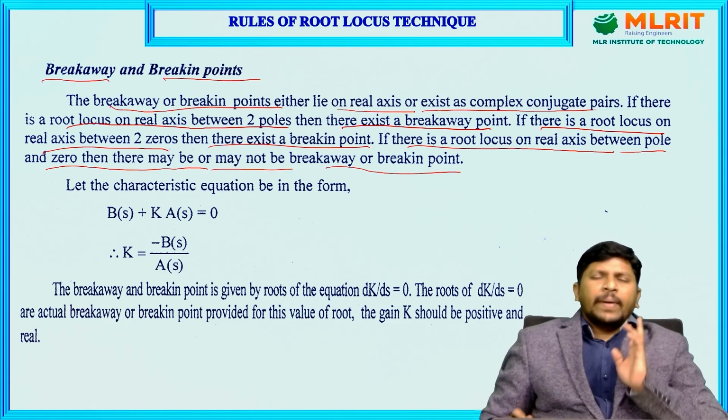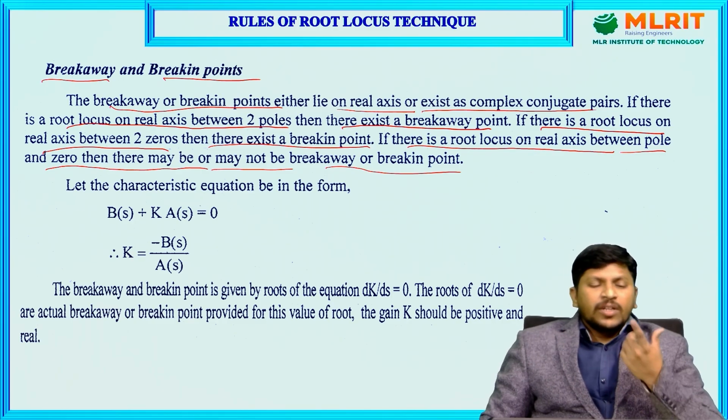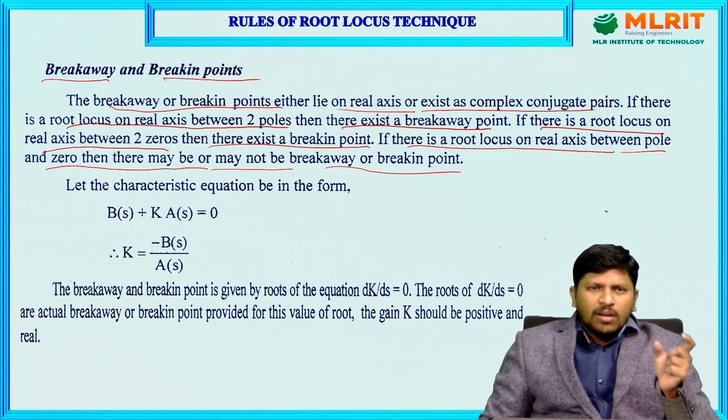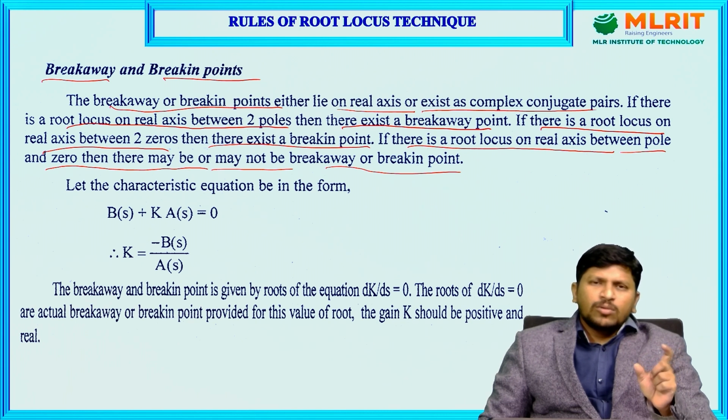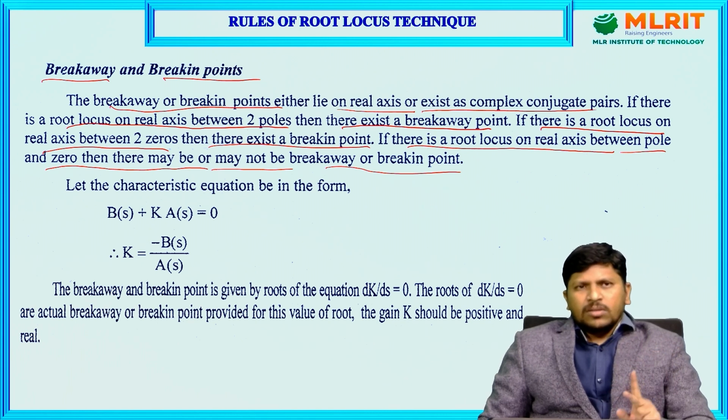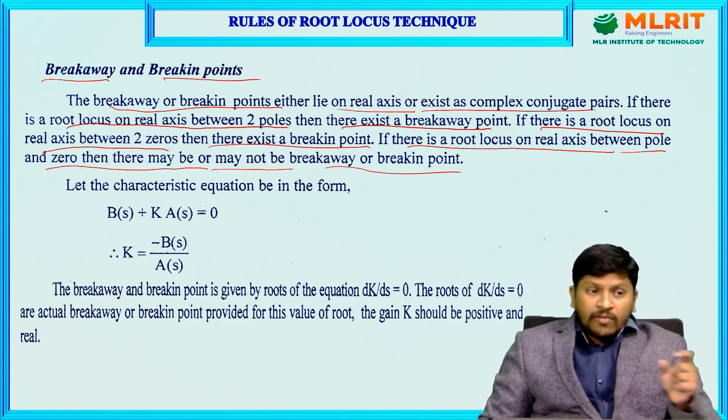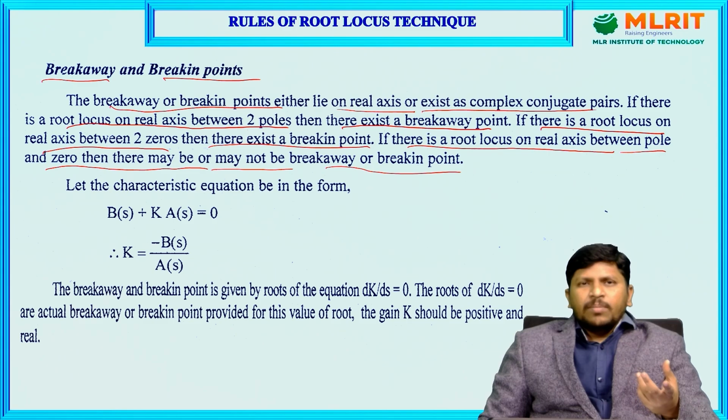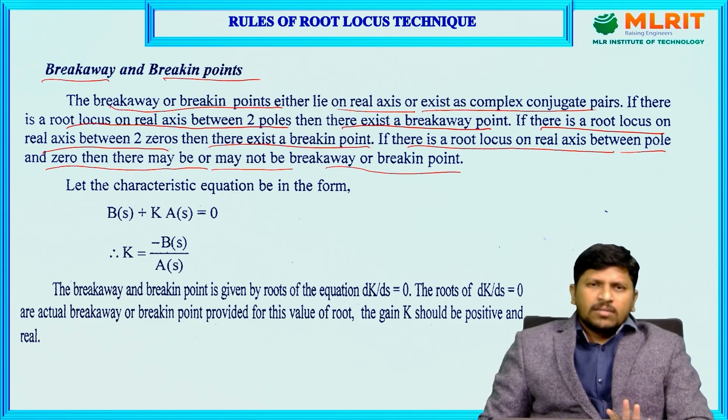So here, mainly a breakaway point occurs when two adjacent poles are available. Two adjacent poles means that in between the two poles we have one root locus, so there is a breakaway point. A break-in point occurs when two adjacent zeros are available. In the two adjacent zeros we have one root locus, so the break-in point is going to exist.